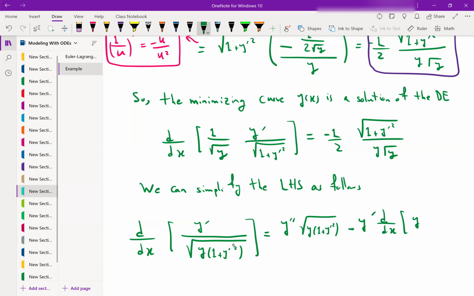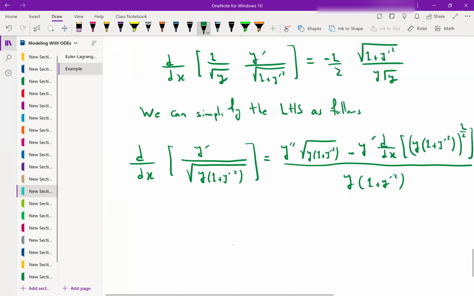The denominator is y times 1 plus y prime squared, the whole thing to the power of 1/2. A square root is to the power of 1/2. Divided by denominator squared, y times 1 plus y prime squared. Okay, this is all very good. Now, this is equal to y double prime times a square root of 1 plus y prime squared. So far, so good. Minus y prime.